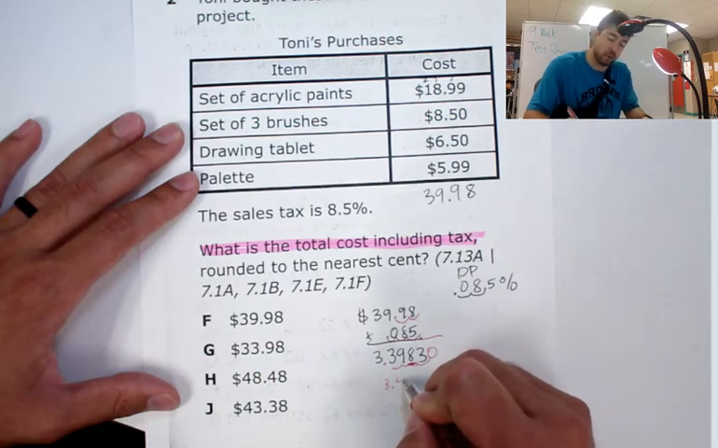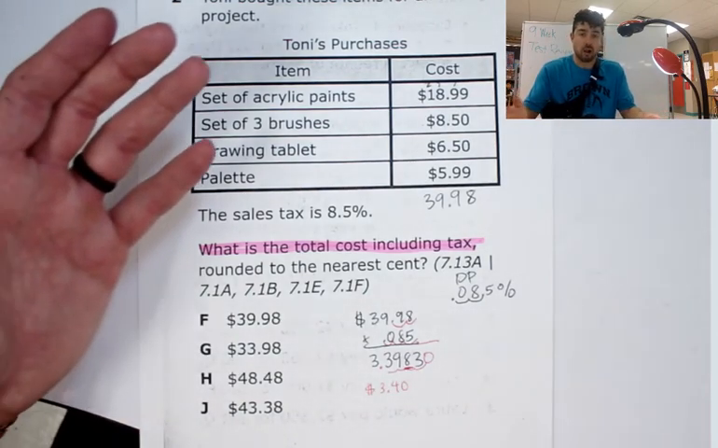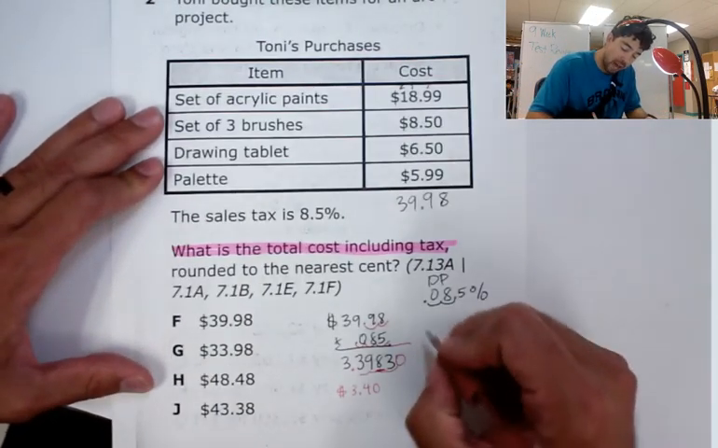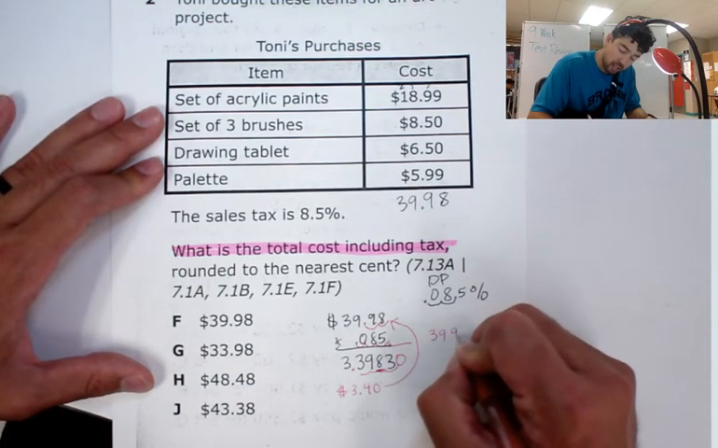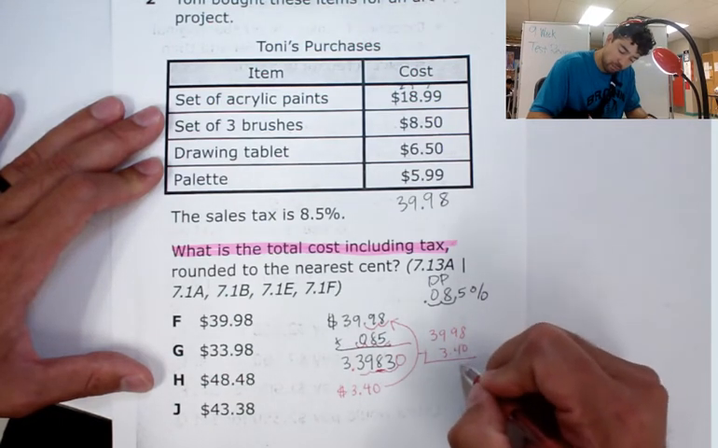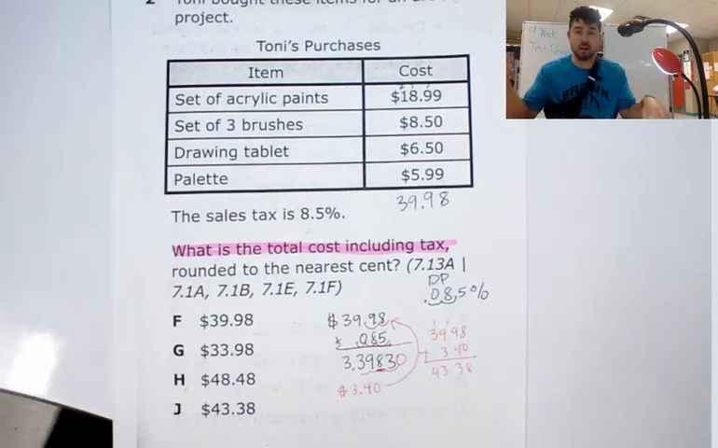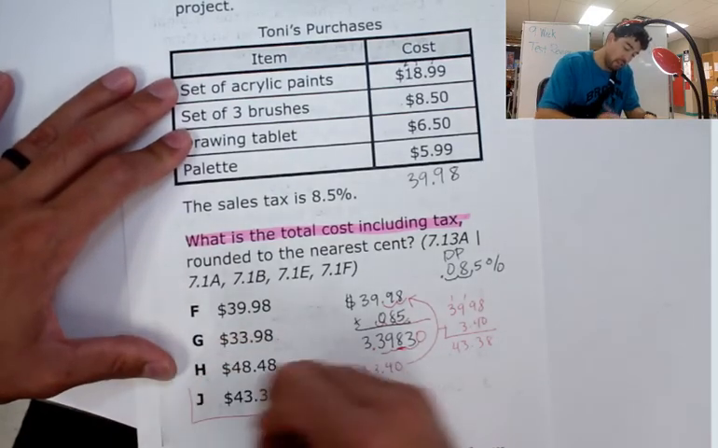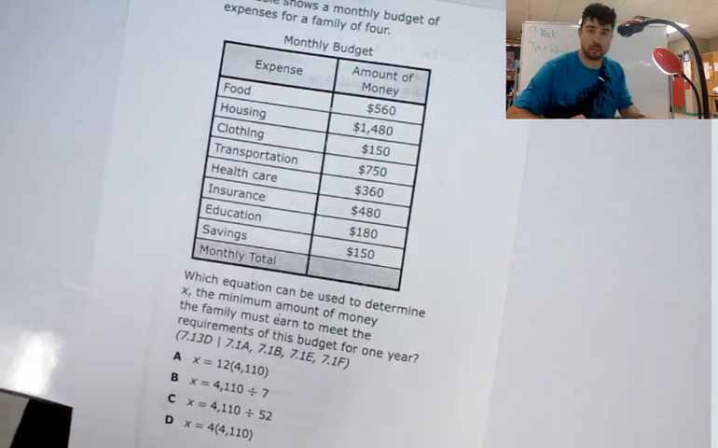Or we're going to round this by this 8. It becomes $3.40. What does this $3.40 do to our total cost? It increases it. So now we're going to add this back on to the regular price of $39.98 plus $3.40. $43.38. Do we have that there? Answer is J. This is probably going to be the last one that we get to.